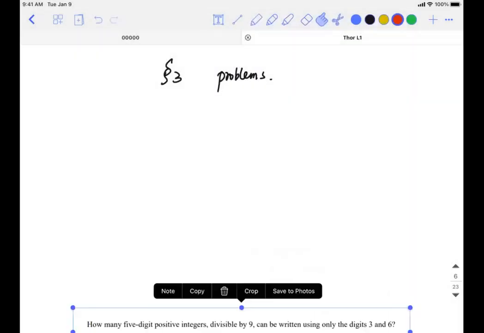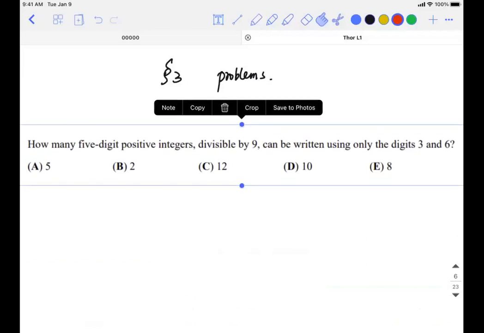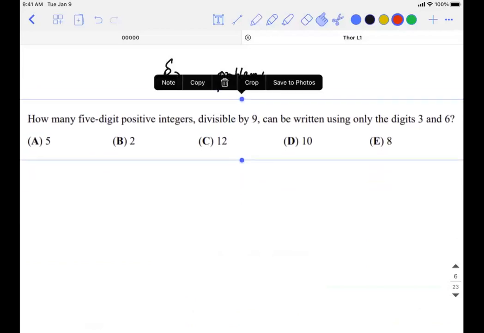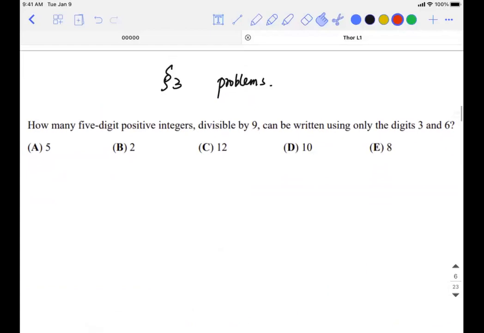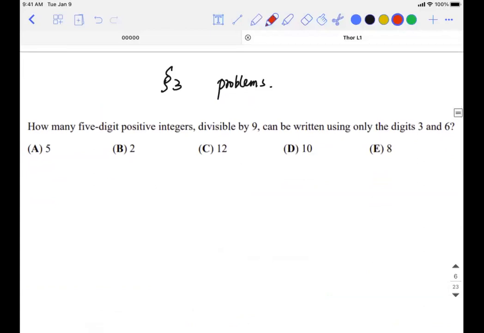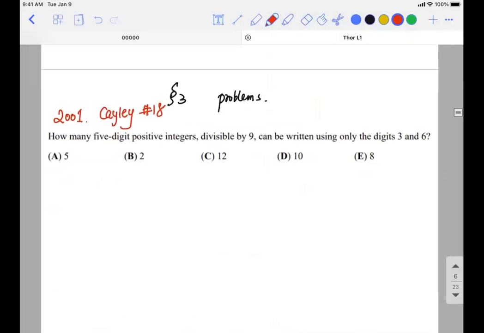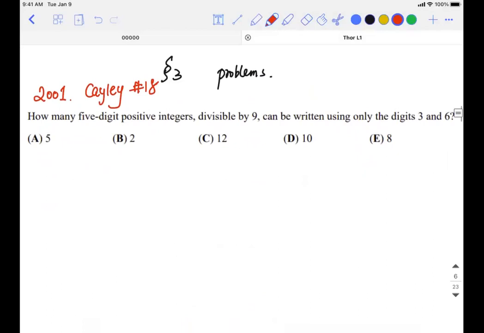Let's go to our question number 1. Our question number 1 is a problem that comes from 2001 Cayley, question number 18. Cayley is for grade 10, right? It's the Waterloo exam for grade 10. So let's have a look at how we're going to do such a problem.